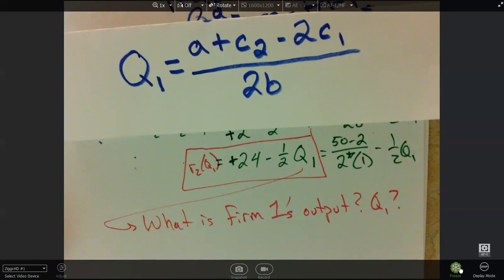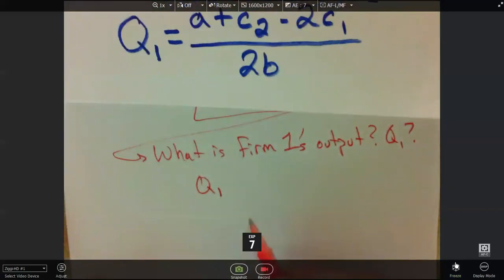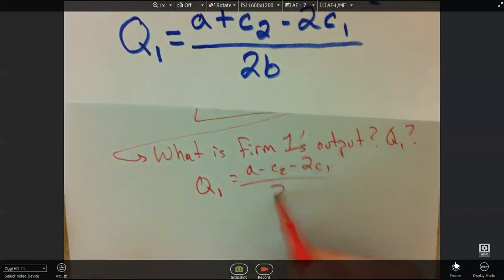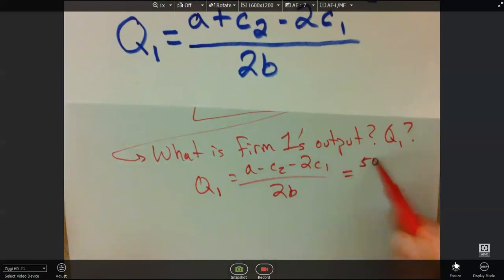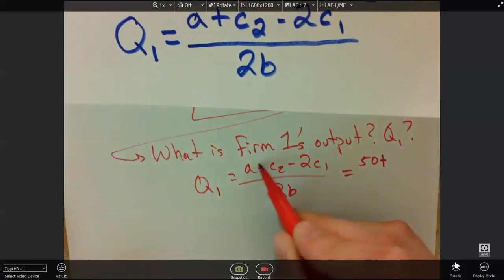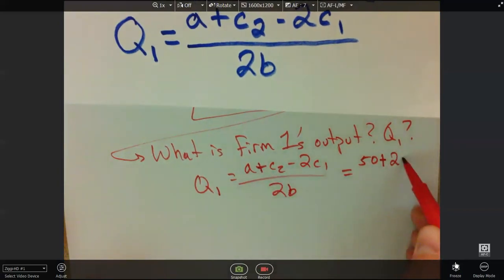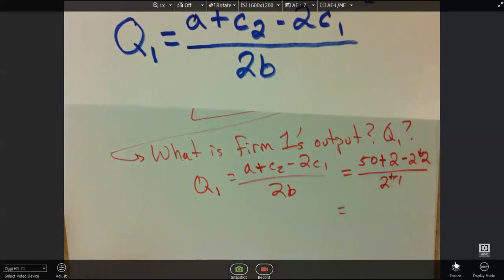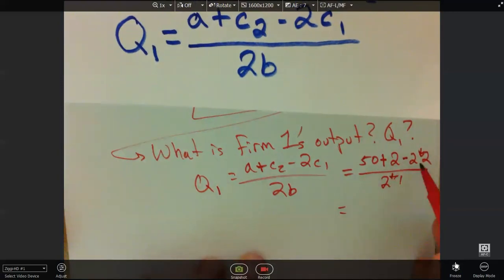So Q1. Q1 is equal to A minus C2 minus 2C1 over 2B. So it's going to be 50 minus, plus 2 minus 2 times 2. I'm going to do the steps out, over 2 times 1. So this is 48 over 2, which is 24.